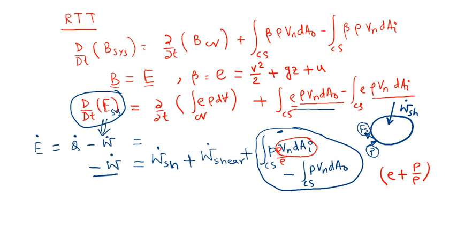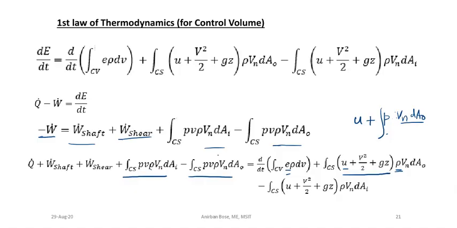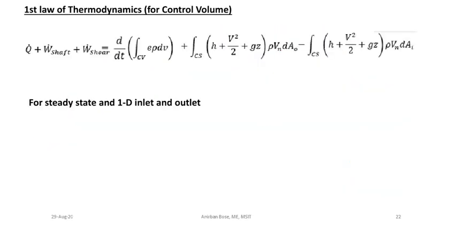Similarly for this term also, you multiply by rho and divide by rho, then this term will be E plus P by rho, and E you know is this quantity. So now this quantity U plus P by rho can be replaced by specific enthalpy. So what will be the final form? Here you can see the final form, it will be like this.